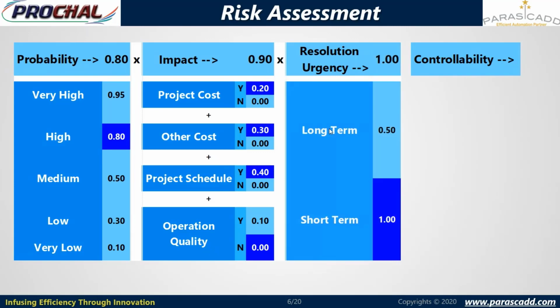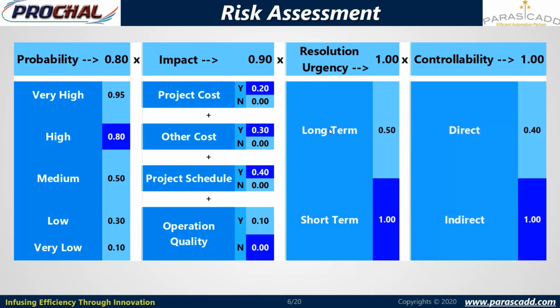Next is resolution urgency. Urgency can be long term or short term. Here are the weightages: 0.50 for long term and 1 for short term. And in controllability, there are 2 options available: direct and indirect. The direct value has a 0.40 weightage and the indirect value has a 1. So based on the values, we are calculating the risk score.